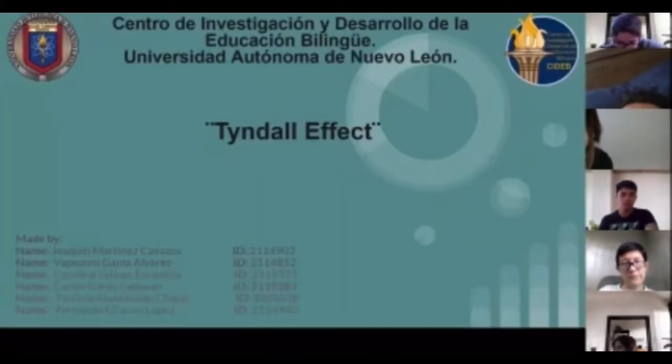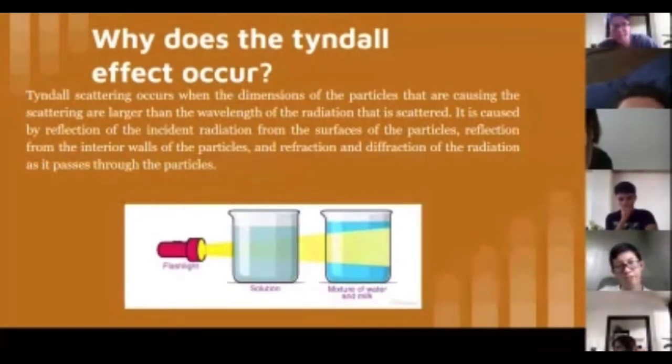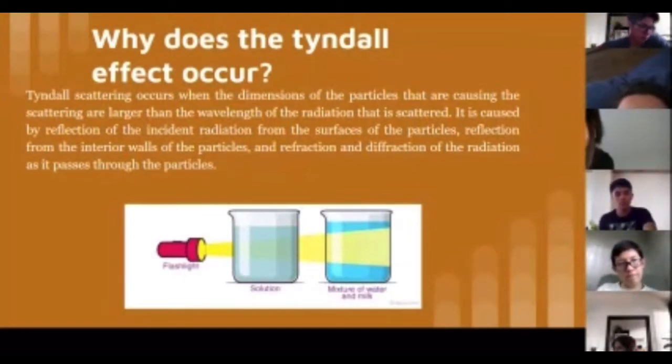Why does the Tyndall effect occur? Well, the Tyndall effect scattering occurs when the dimensions of the particles that are causing the scattering are larger than the wavelength of the radiation that is scattered. It is caused by reflection of the incident radiation from the surface of the particles, reflection from the interior walls of the particles, and refraction and diffraction of the radiation as it passes throughout the particles.